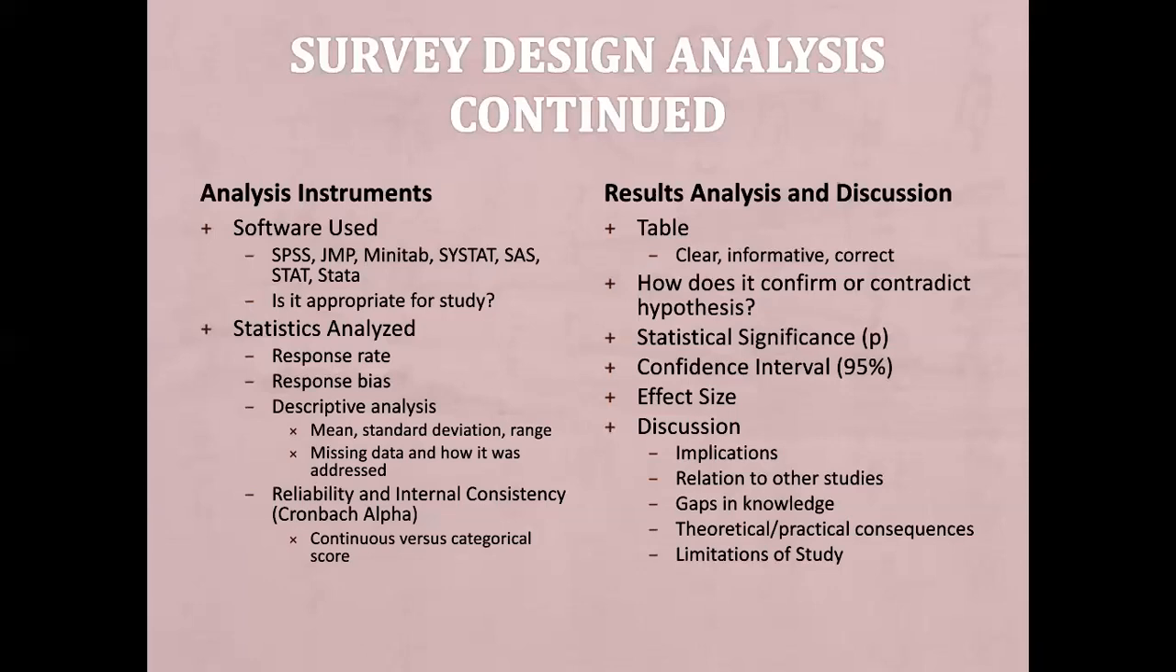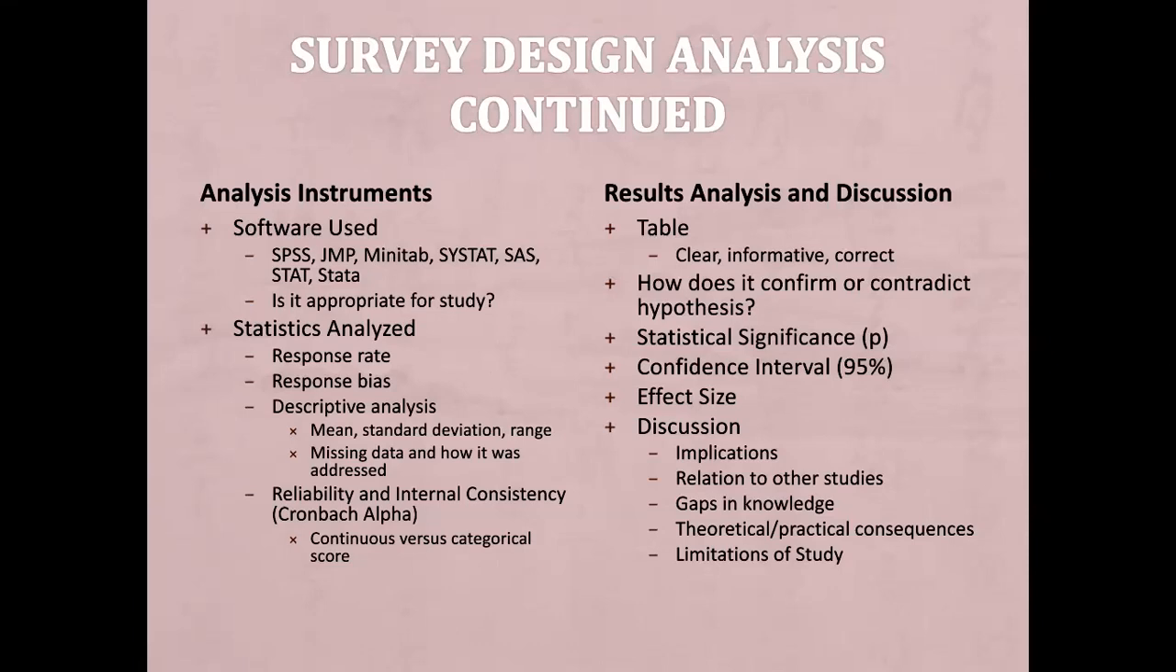Then we would also want them to look at the reliability and internal consistency, which is called the Cronbach alpha. When we're looking at the consistency, we want to know if they measured it with continuous scores or categorical scores. So continuous scores can be anything on a scale of 1 to 10 or on some type of timeline numerically. Whereas a categorical score assigns a number based on a specific trait or category.